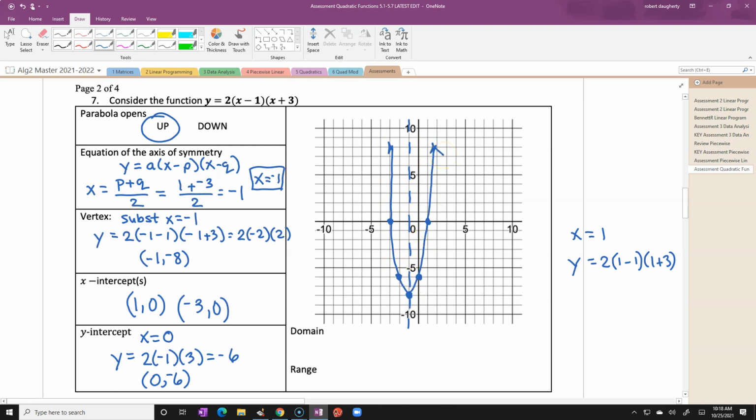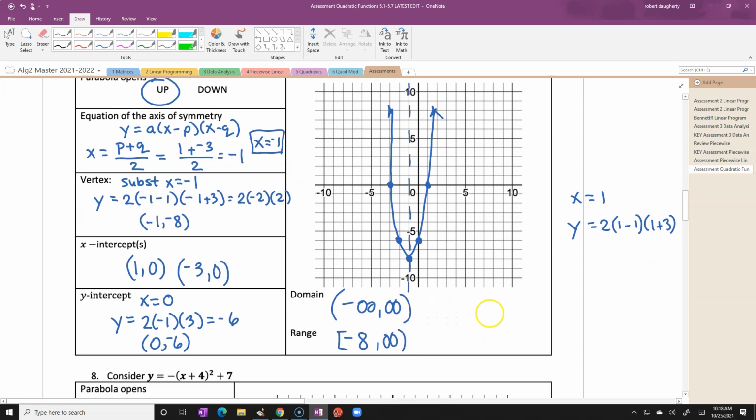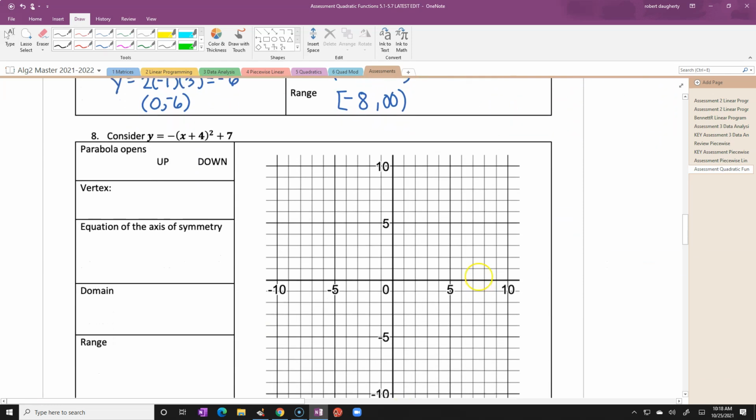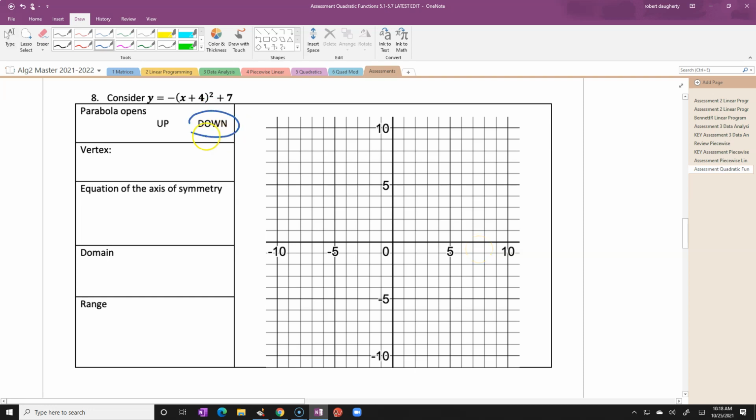What is the domain of this function? -infinity to infinity. The range, the first y value you see is at -8. So the range is from -8 to infinity. This parabola will open down.